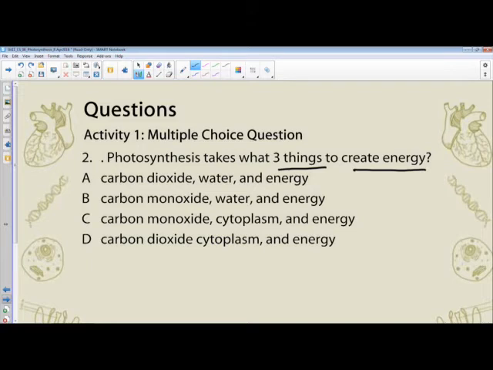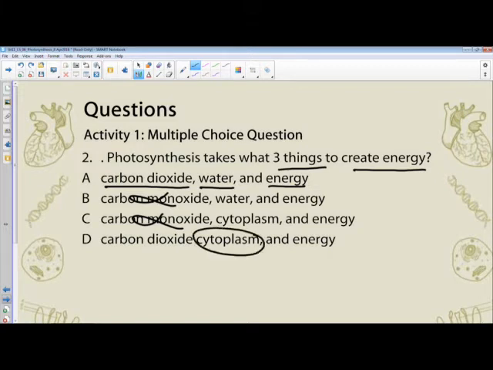Photosynthesis takes what 3 things to create energy? So guys, we need to look at what the 3 requirements are that are needed for photosynthesis to produce energy. So let's look at the options. Carbon dioxide, water, and energy, possibly. Carbon monoxide, definitely not. We know that carbon monoxide is wrong, so we can very quickly eliminate it. What else? What's our third option? The last option: carbon dioxide, cytoplasm, and energy.